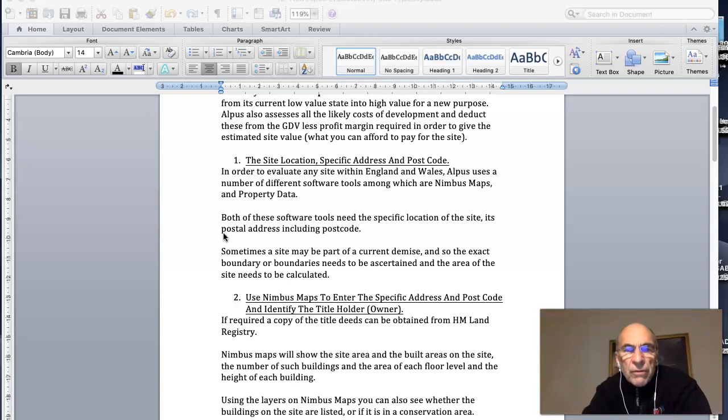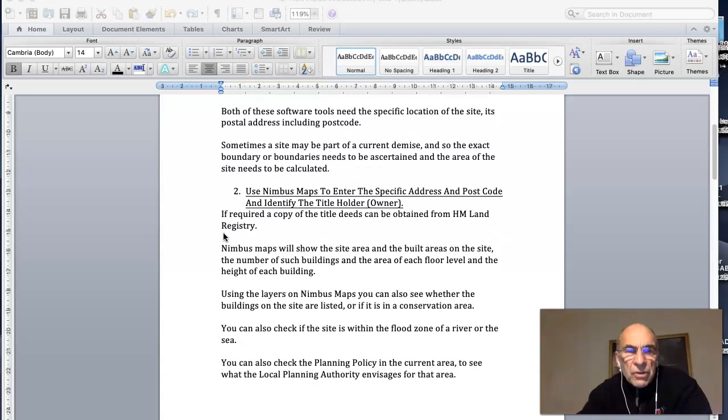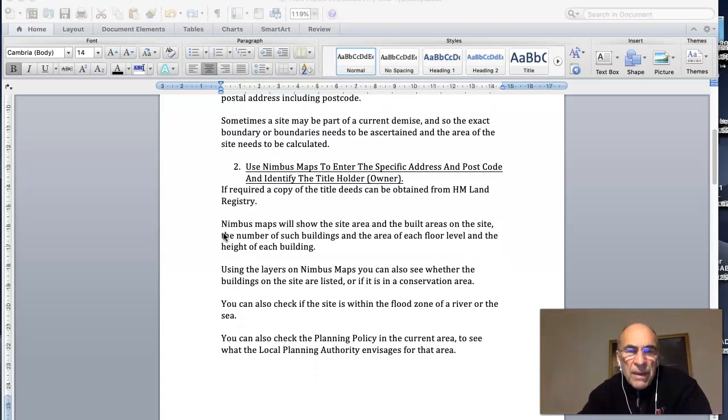Nimbus Maps is good for evaluating the residential values in an area, or the commercial values in a particular area. It can also give you a lot of information about the building area that exists on the site at the moment, building heights and so on. Using the Nimbus Maps example, we enter the specific address and postcode, or we may have the title number, in which case we can search on that. Nimbus Maps will show the site area, built areas on the site, the number of buildings, the area of each floor level and the height of each building.